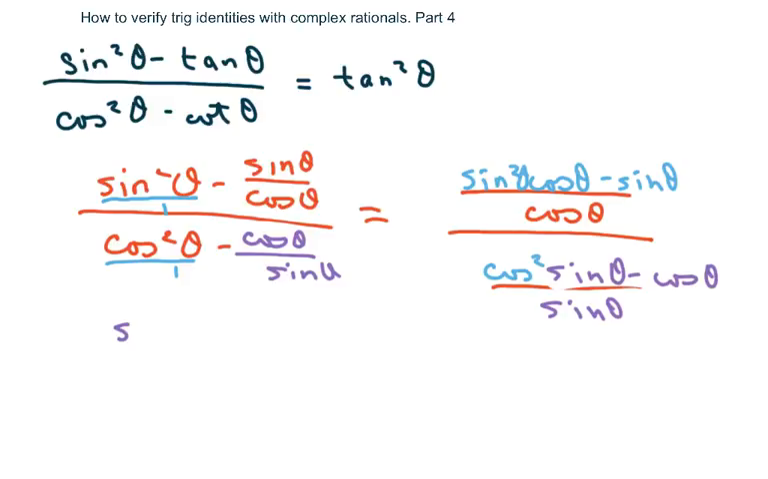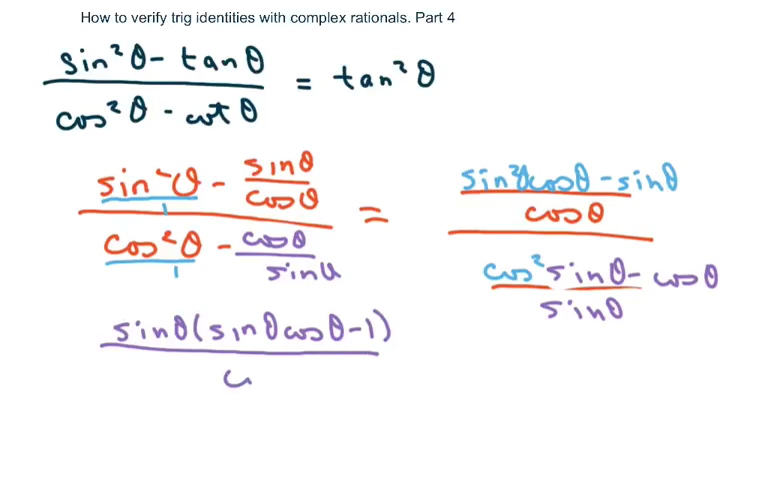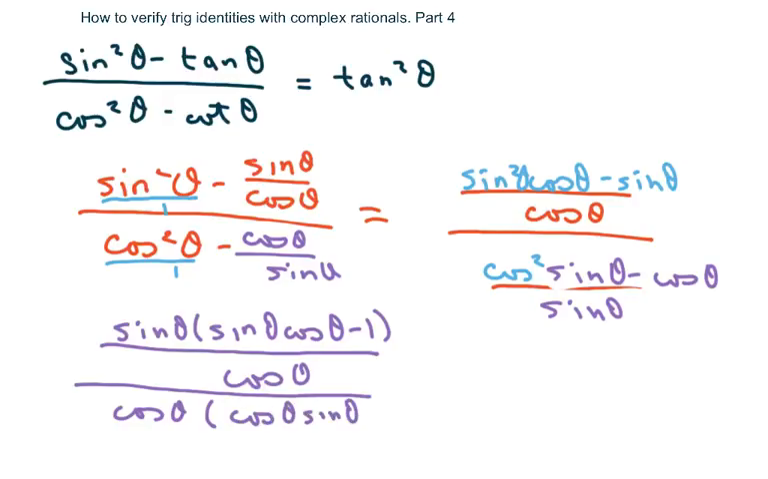Alright, now the next step we're going to do is go ahead and factor out sine from the numerator at the top. And you're going to get sine theta cosine of theta minus 1 over cosine. And for the denominator, we're going to factor out cosine. And there you're going to get cosine theta sine of theta minus 1 over sine.